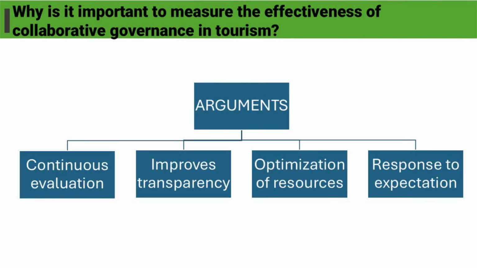We can specify 4 arguments that answer the question of why it is important to measure the effectiveness of collaborative governance. Firstly, due to continuous evaluation, as it allows us to adjust strategies based on results in real time, helping to rectify what was initially planned if it is determined that it is not working. Secondly, by improving transparency: by having clear indicators, all the agents involved can objectively see the progress and challenges, which fosters trust between the parties.